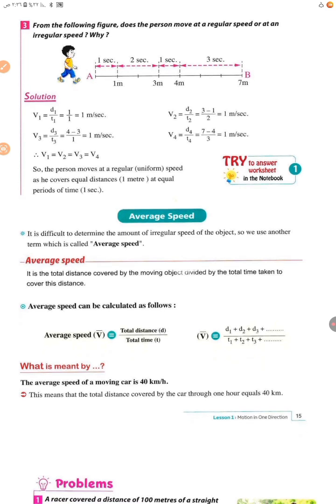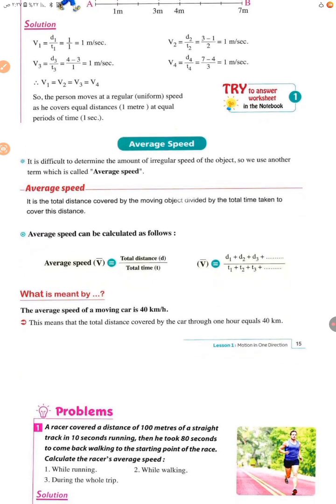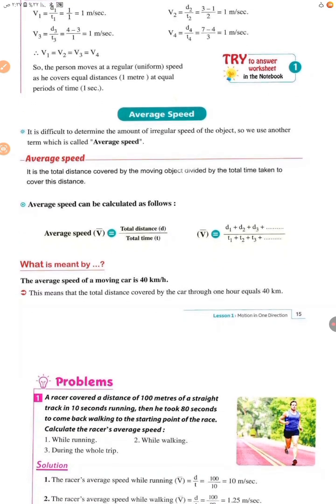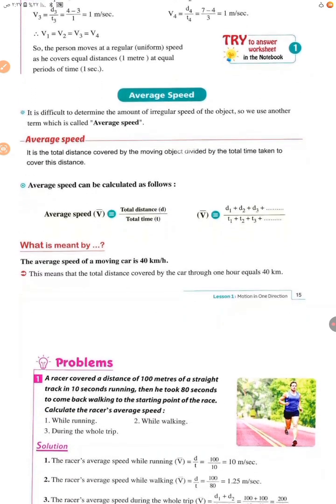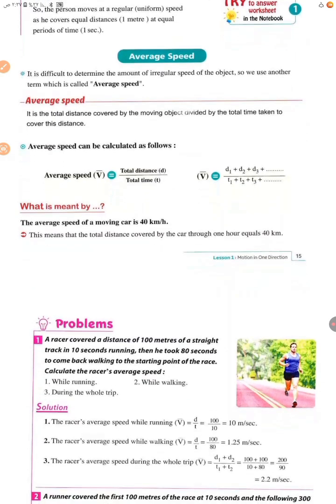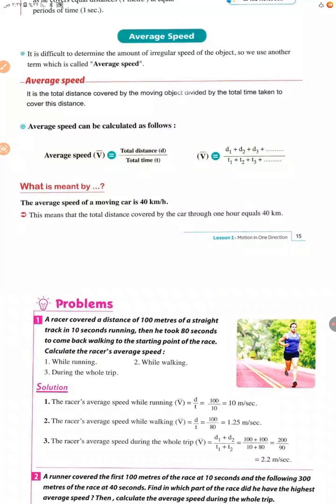So the person moves at a regular uniform speed as he covers equal distances, 1 meter, at equal periods of time, 1 second. We will take a new term, the average speed. It is difficult to determine the amount of irregular speed of the object, so we use another term which is called average speed. Its definition: it is the total distance covered by the moving object divided by the total time taken to cover this distance.